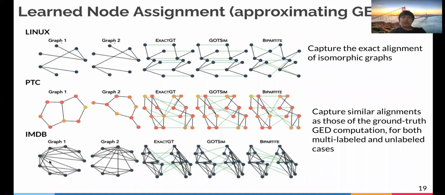And we also attempt to look at the learned graph alignments in our method. We can see that the top example shows the graph alignment for 2 isomorphic graphs. You can see that our method recovers the exact alignment of the A-star algorithm, where the bipartite matching algorithm fails to do so in this case. We can also see similar observations for the multi-label case in the middle figure, where GED-SIM also captures very similar alignments to that of the A-star algorithm.